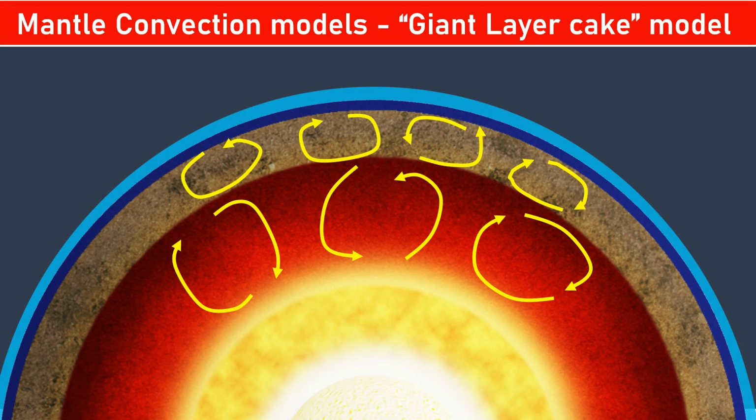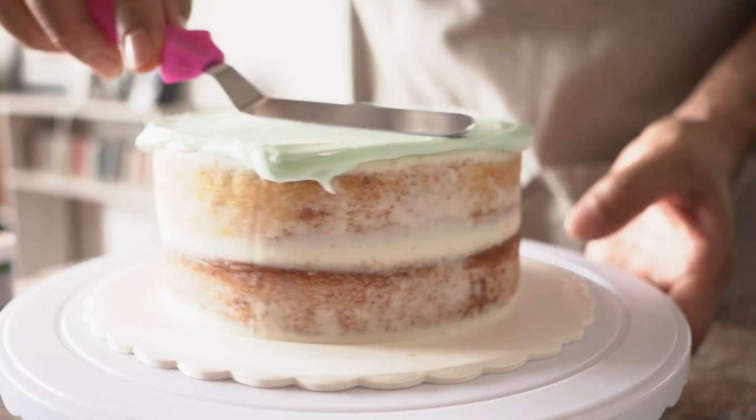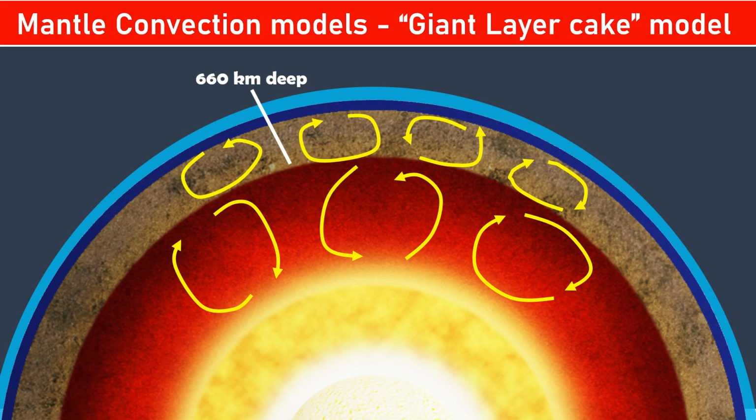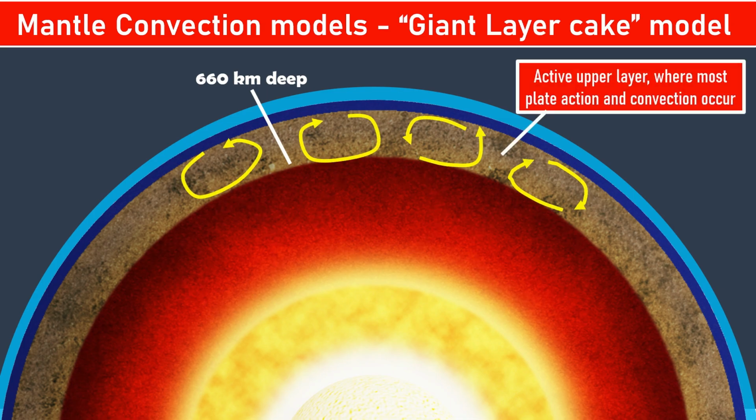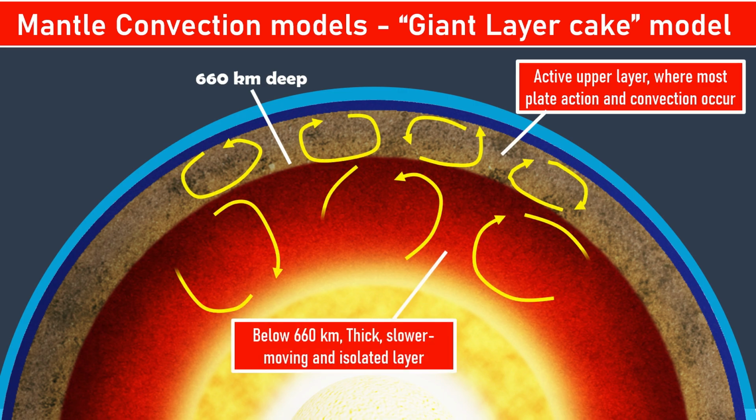The giant layer cake explains that the mantle is like a big cake that has two different layers, dividing at a depth of 660 kilometers. The upper layer is the active one, where most plate action and convection occur, while below 660 kilometers lies a thick, slower-moving layer that remains somewhat isolated.